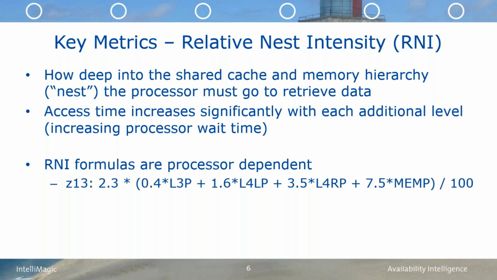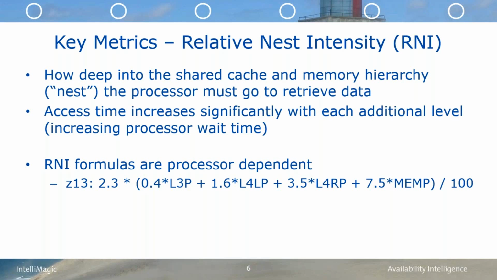Retrievals from chip level, level 3 cache, L3P, level 3 percentage, are quicker and thus have the relatively low weighting of 0.4. Retrievals from cache local to the node where the processor core resides, L4LP, have a higher weighting factor. Retrievals from cache remote from that node, L3RP, level 3 remote percentage, take more cycles.